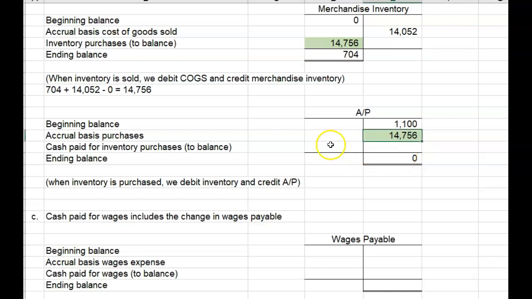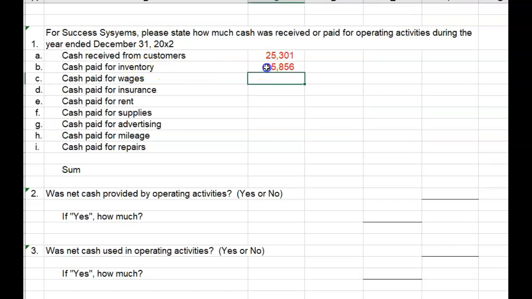So to get this T account to balance, we need to calculate how much cash was paid for the inventory purchases. What debit do we need to offset those two credits and end up with a 0 balance? $1,100 credit plus $14,756 credit minus $15,856 debit plugged to balance equals a 0 ending balance. So cash paid for inventory purchases is $15,856, and that's the next number we were asked to calculate. Cash paid for inventory then is $15,856, and that should be represented as a negative number because cash coming in is a positive number, cash paid out is a negative number. Let me change my format so it shows up in brackets like accountants would show it.